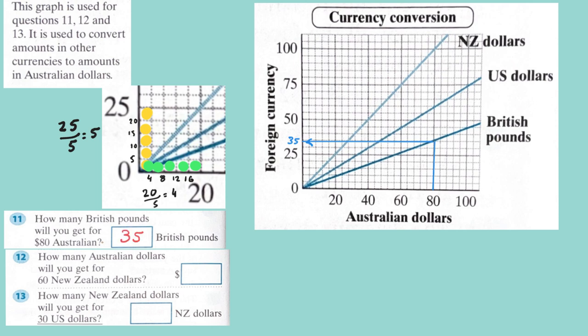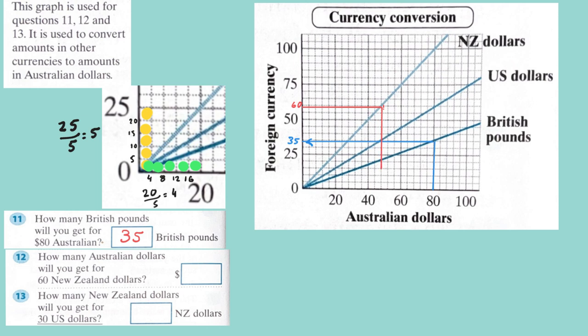Now question number 12 says, how many Australian dollars will you get for 60 New Zealand dollars? New Zealand dollars are represented on this line here that goes up. So let's go and have a look for 60 on the foreign currency. Now 60 will be 50, 55, 60 will be here. So we draw a line only up to the New Zealand dollars. And from the New Zealand dollars, we look down at what this will be converted to in Australian dollars. And we go down here.